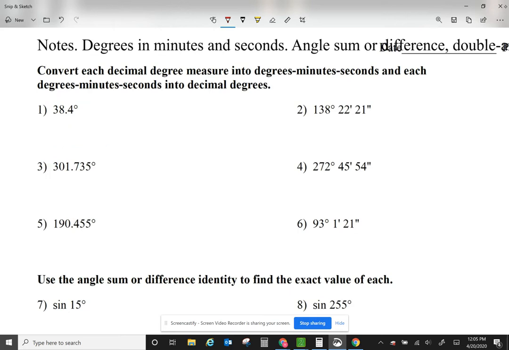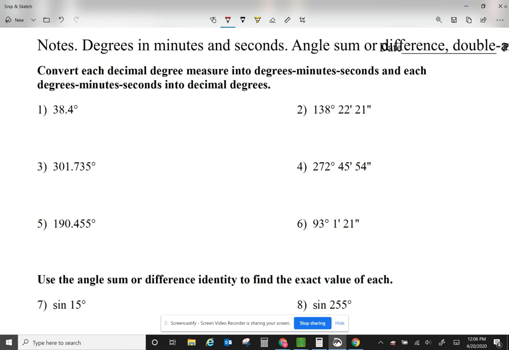However, captains of boats or pilots in airplanes don't look at degrees as decimals. They use what we call minutes and seconds. So their measurement is some degrees with some minutes with some seconds. The degrees can either be seen as a decimal or broken down into minutes and seconds. Now, if it's in decimals, we're going to change it to minutes and seconds. If it is in degrees with minutes and seconds, we're going to change it to decimals.